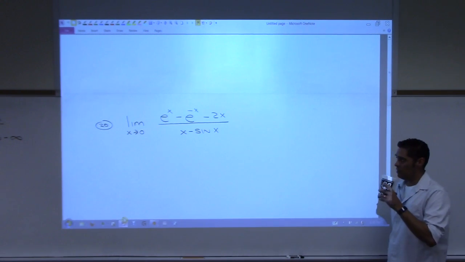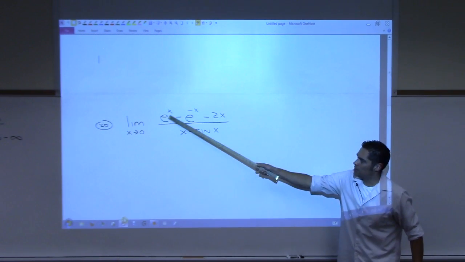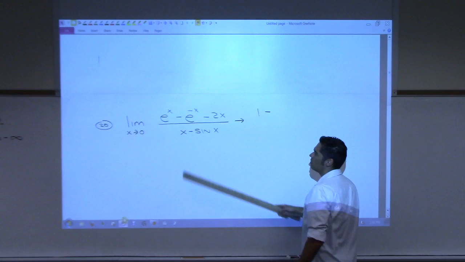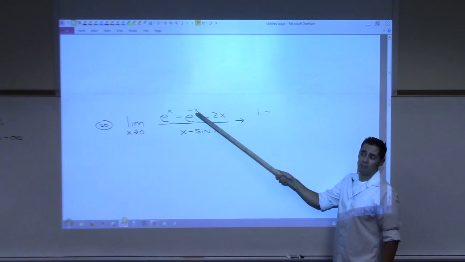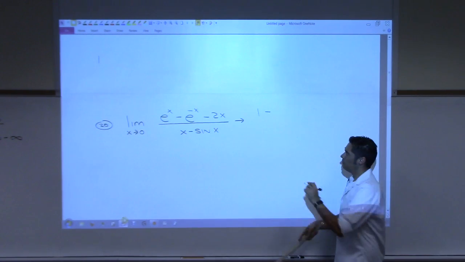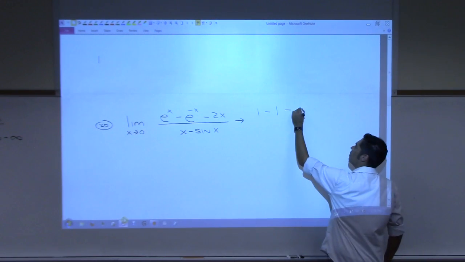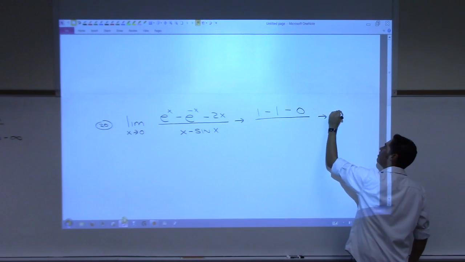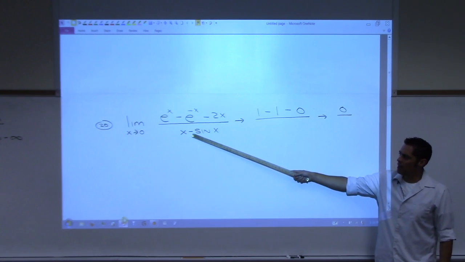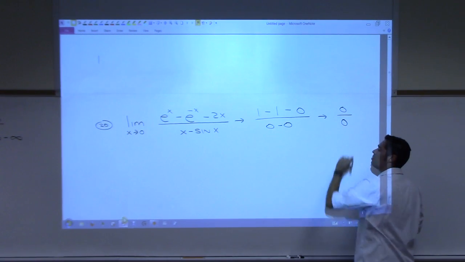What happens as x goes to 0 here? e to the 0 is 1, right? I'm going to write this down. There's a lot of stuff here. 1 minus e to the 0 again, right? Negative 0 is the same as 0, right? So e to the 0 again is 1 minus 2 times 0, which is, again, just 0. So the numerator is headed towards 0, isn't it? Denominator: 0, take away sine of 0 is 0. So 0 take away 0, this is 0. 0 over 0.